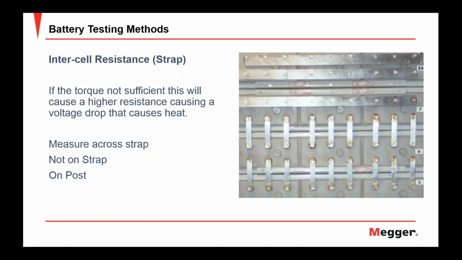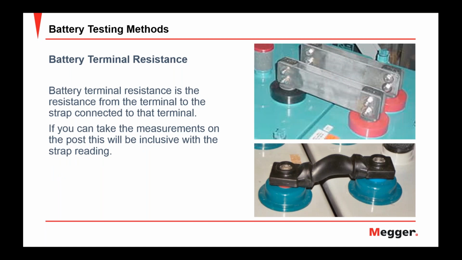And so its ohmic value will change. And intercell resistance, this is one that we talked about previously. This is a critical one to do. And we want to always try to do the measurements across on the posts. Why do we want to do them on the posts? Because if we do them on the post, we're going to not only include the battery strap measurement, but the connection between the battery and the strap, also called the terminal resistance. So this is why we want to take it off that post. This way, we're looking at the terminal resistance, the connection from the terminal to the strap, as well as that strap connection. So we get everything all in one.